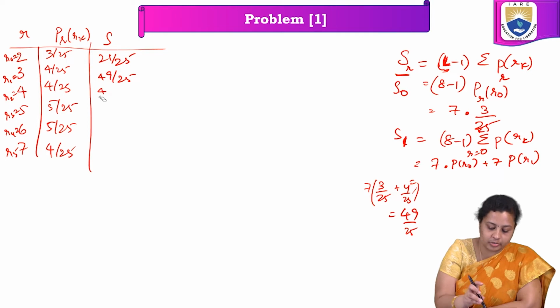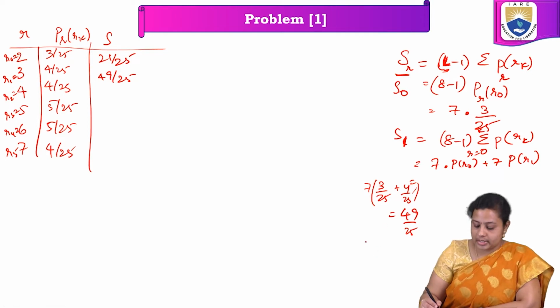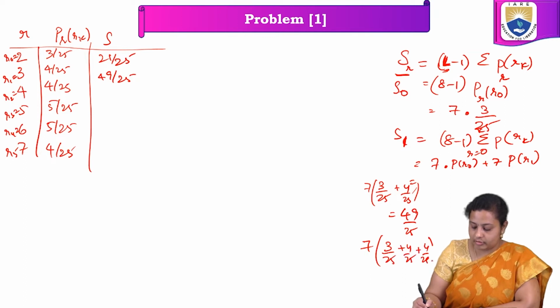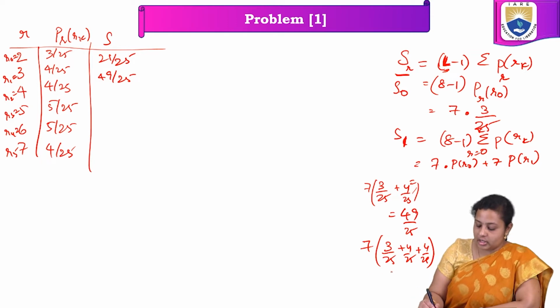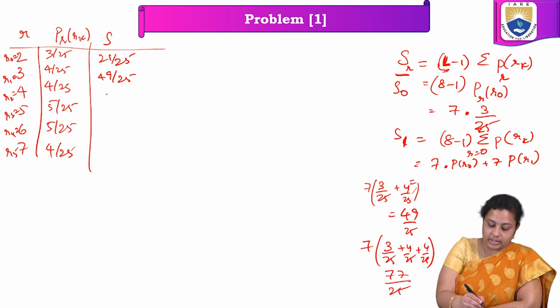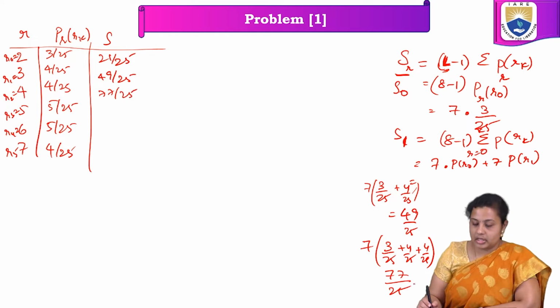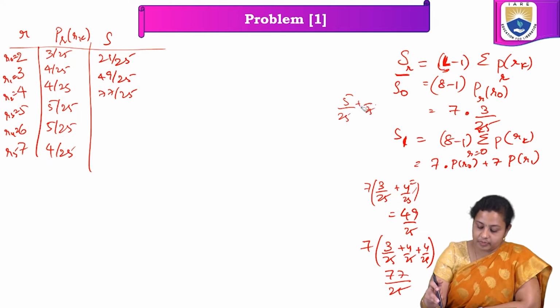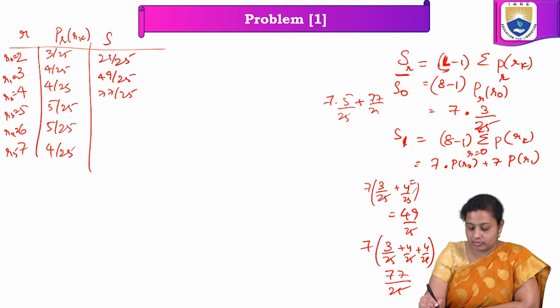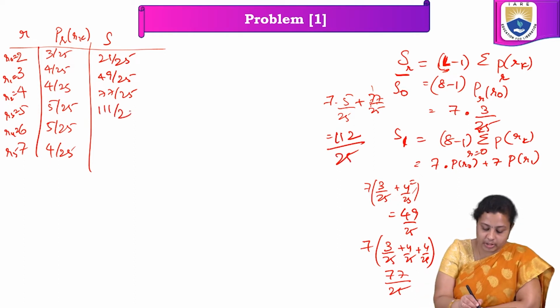This is again equal to, what do we get? 7 into (3 by 25 plus 4 by 25 plus again 4 by 25). So this is 3 plus 4 plus 4, which is 11. 11 into 7 is 77 by 25. Then again we go on, adding 5 by 25 to the previous value of 77 by 25. So that is equal to 7 into 5 by 25 plus 77 by 25, which gives 112 by 25.